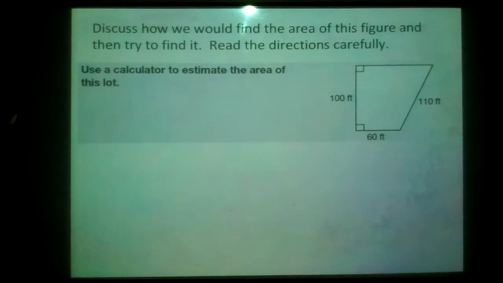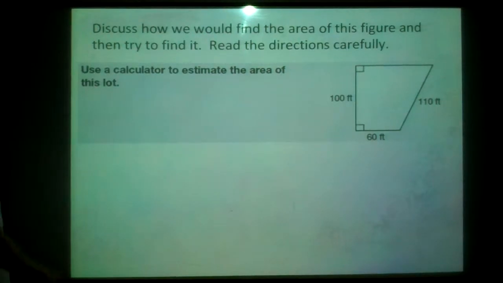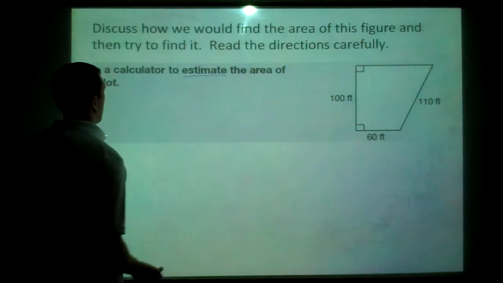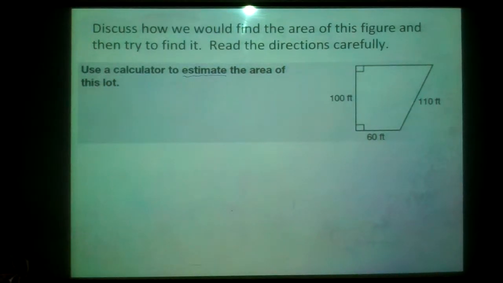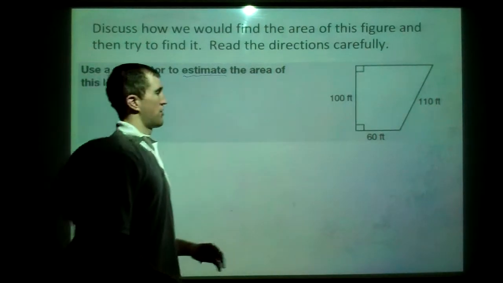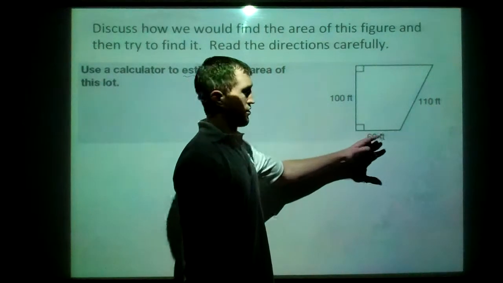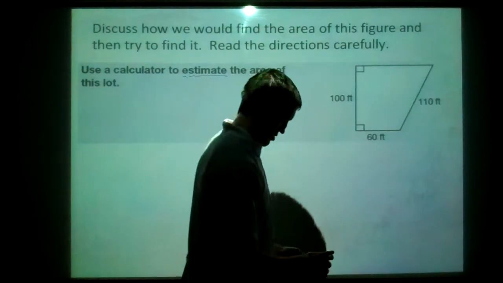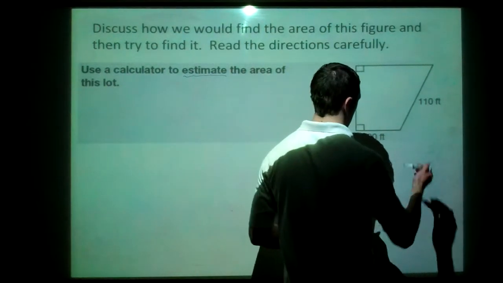Okay, now some of our words here. We get to use a calculator and we get to estimate the area of this. They call it a lot. Must be a parking lot or something. So off the bat again, we're not really sure, but it is another trapezoid. Looks like we could take and bring a line up here.